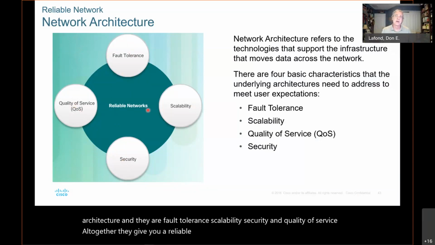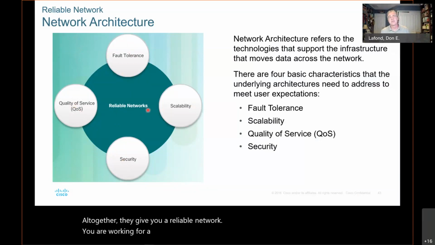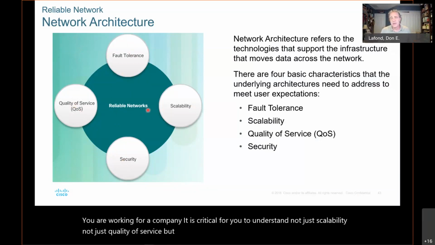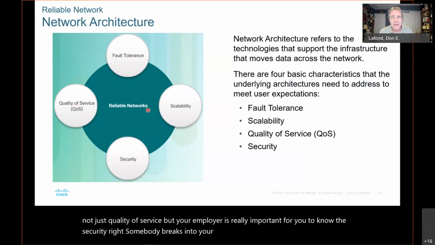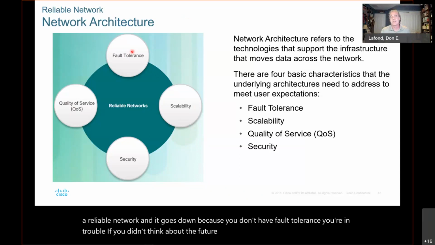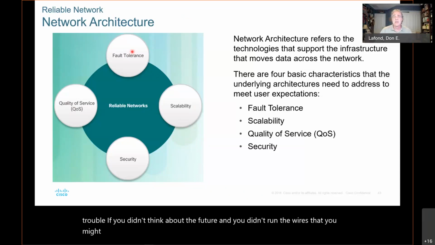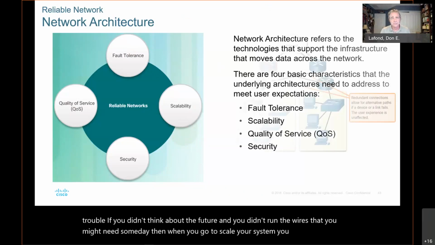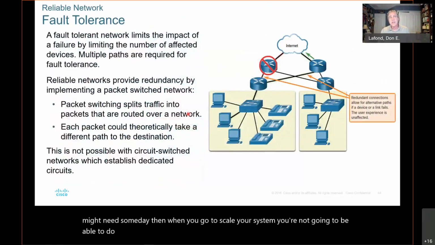When you are working for a company, it is critical for you to understand not just scalability, not just quality of service, but it's really important for you to know the security, right? Somebody breaks into your system, you're in trouble. If you don't have a reliable network and it goes down because you don't have fault tolerance, you're in trouble. If you didn't think about the future and you didn't run the wires that you might need someday, then when you go to scale your system, you're not going to be able to do that. We cover them all individually.